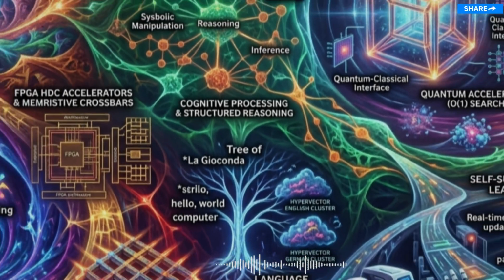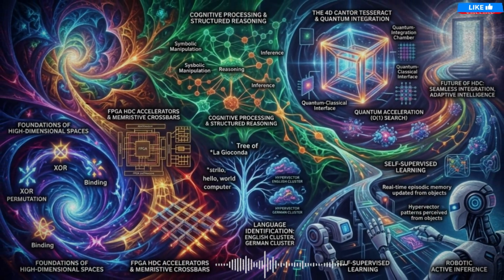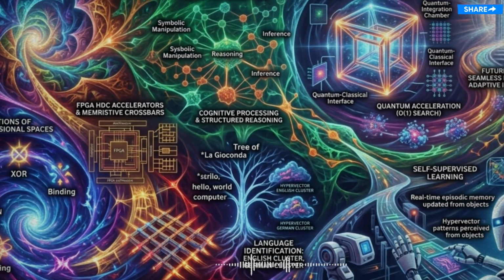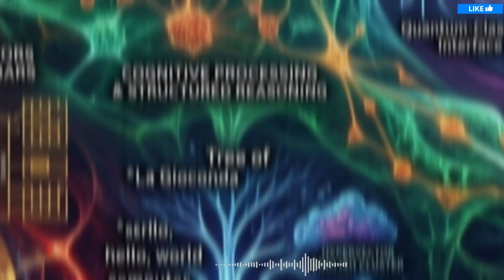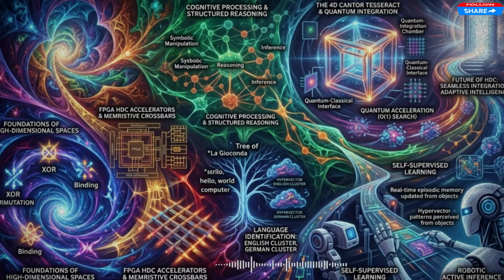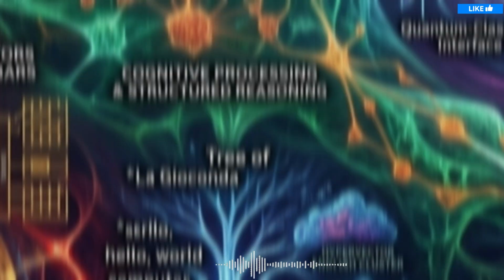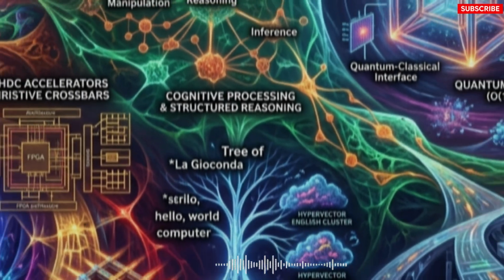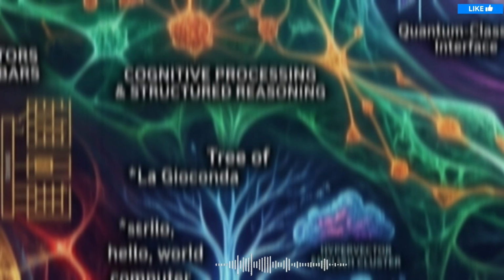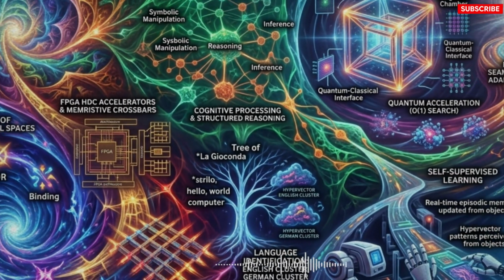As the field continues to mature, we can expect HDC to play an increasingly important role in everything from language processing on smartphones to autonomous vehicles and space exploration. The fourth dimension in artificial intelligence is not just a mathematical abstraction. It is a practical reality that is already being deployed in real-world systems, and it promises to reshape the landscape of computing for decades to come.